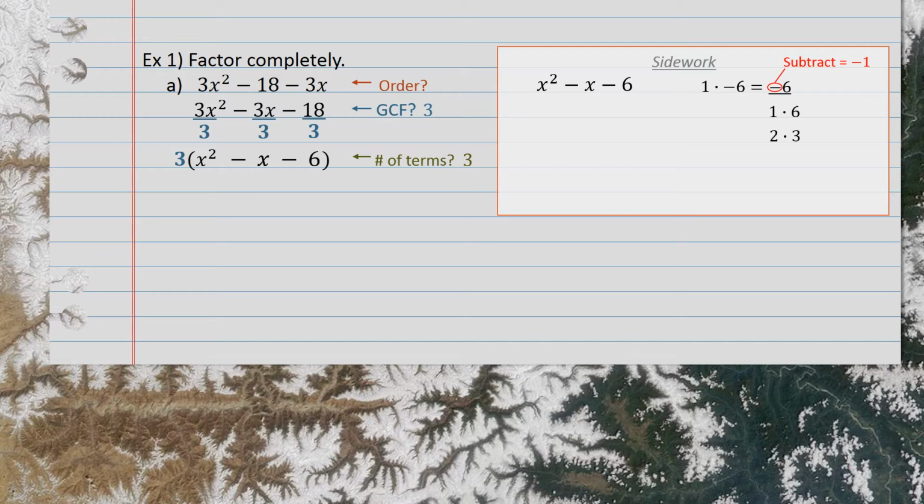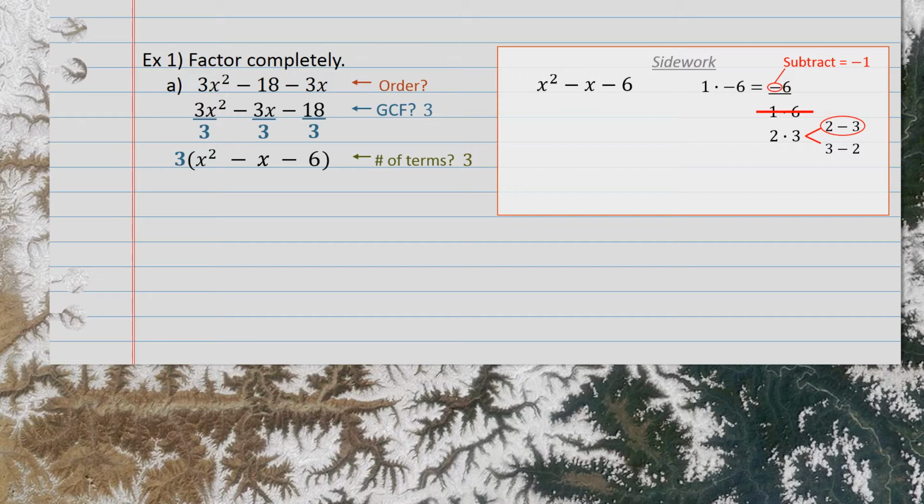And so looking at our list, can 1 minus 6 ever give you negative 1? No. Now 2 and 3, could you ever subtract 2 and 3 and ever get negative 1? Yes. But here's where we have to be careful. The order is very important. Would it be 2 minus 3 or 3 minus 2? For us to get a result of negative 1, it would be 2 minus 3.